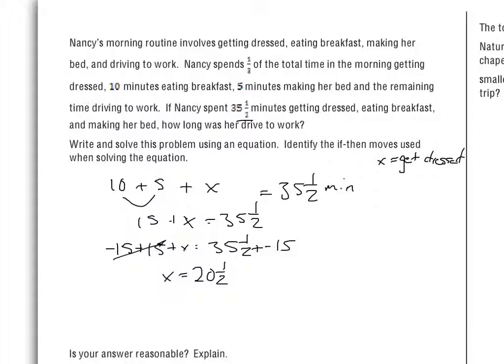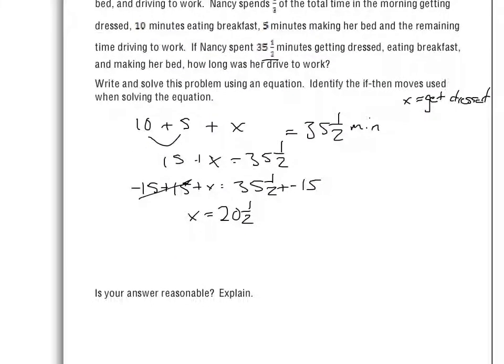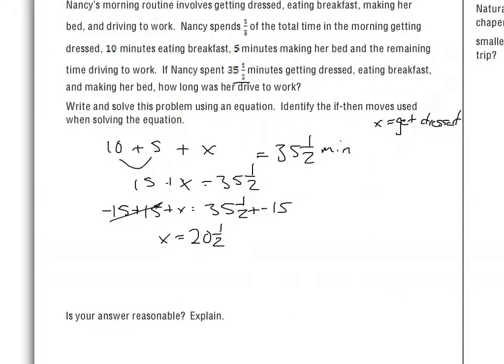Alright, so her total time to get to work is going to be 3 times as much as that. So we know that her total time is going to be total time to get ready, 3 times 20 and 1/2, which would be 61 and 1/2.